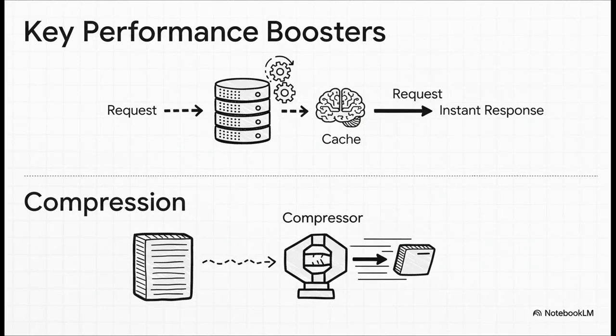First up is caching. You can think of this like the server's short-term memory. Instead of looking up the same answer again and again, it just keeps common responses handy for a super fast reply. Then there's compression. This is like vacuum sealing your data before you send it out, making the whole package way smaller so it can travel across the internet much, much faster.